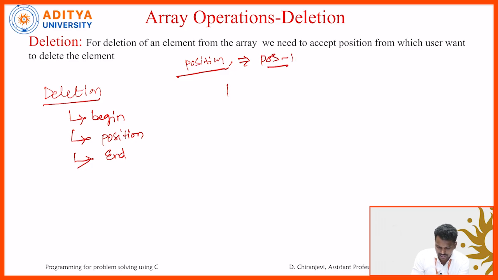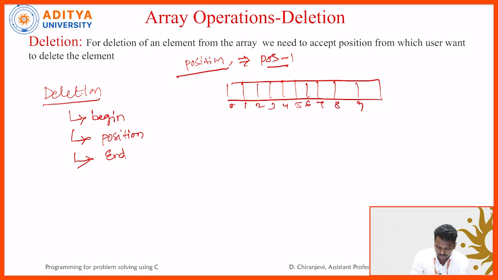Now, let us take an array of size 10. Let us say I have read 5 elements for this array. So the elements are 10, 20, 30, 40, 50, from index 0 to index 4. Now, I want to delete an element at the beginning. The position I give is 1, deletion at position 1. So the user has given position 1, and position minus 1 gives index 0. So I want to delete the index 0 value.